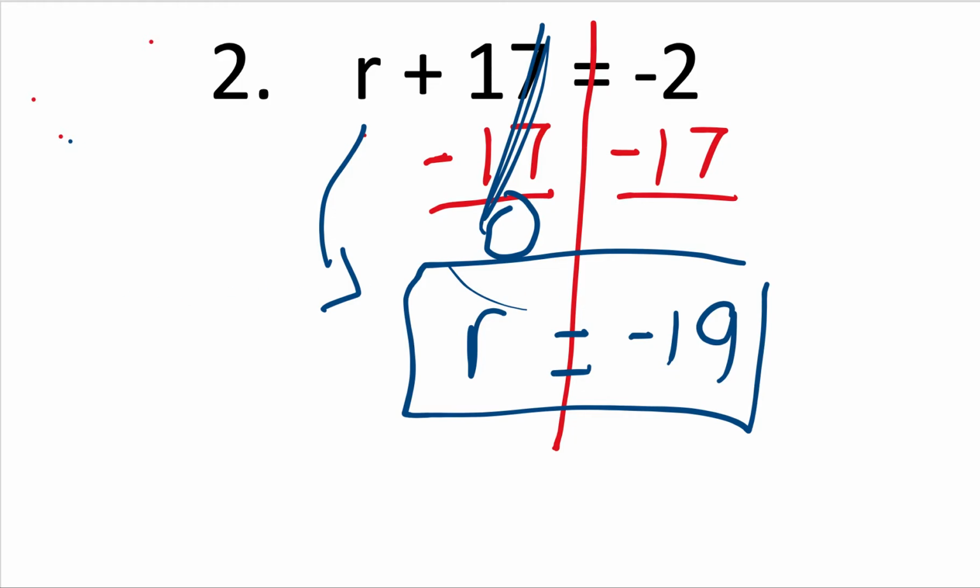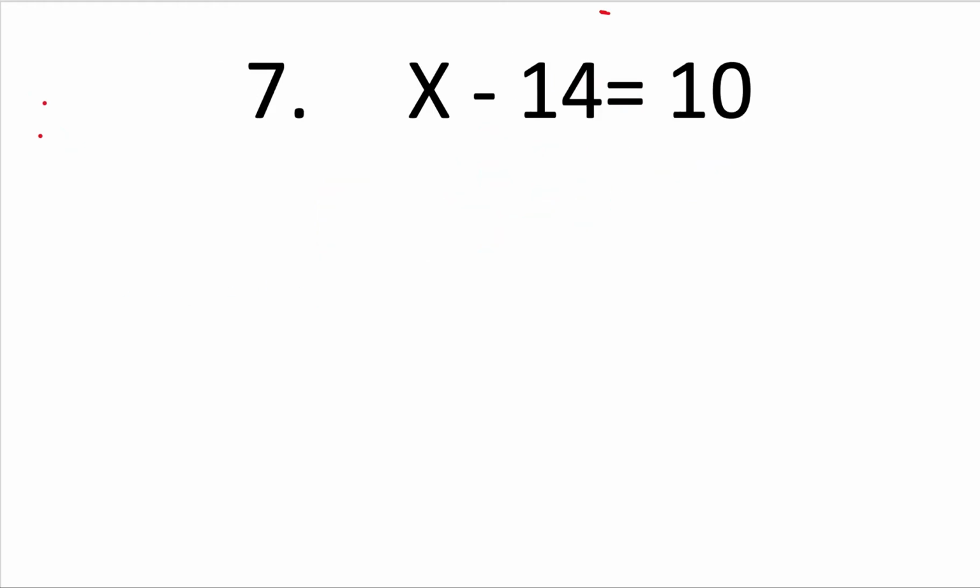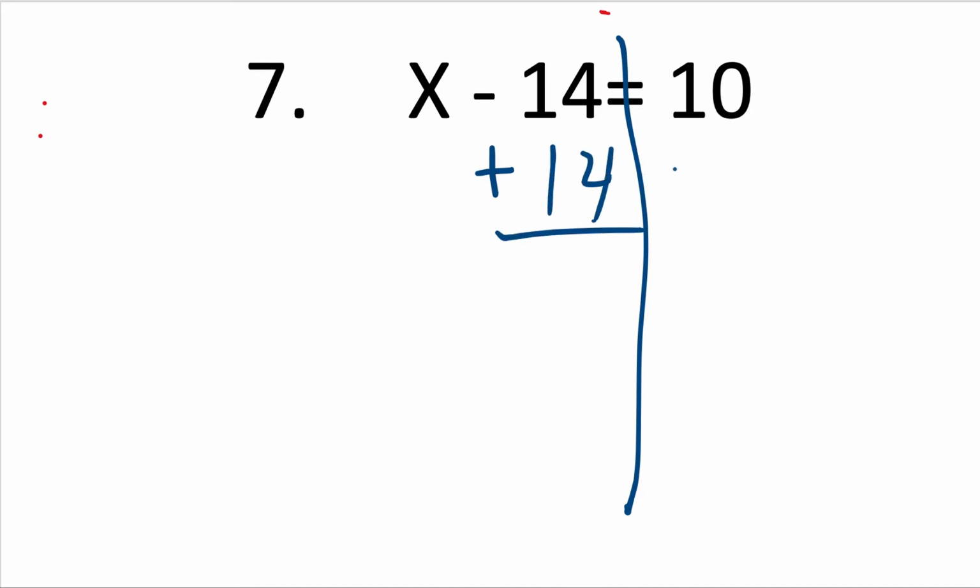All right, I'm going to jump back up to number 7 now because we're going to go a different operation. We're going to start with a subtraction sign. Same process, I'm just going to do different operations. Line down the equal sign. 14 is on the same side as the x, so I want to do the opposite operation. So minus is going to go to plus. I add 14 on one side. I have to add 14 on the other side.